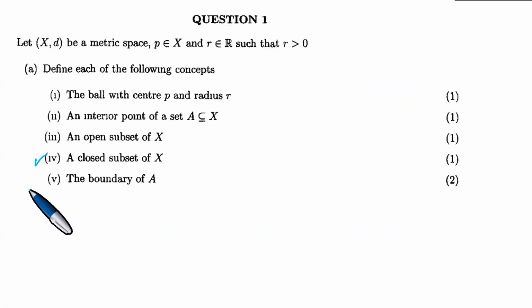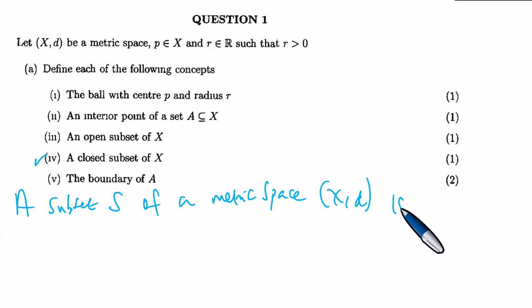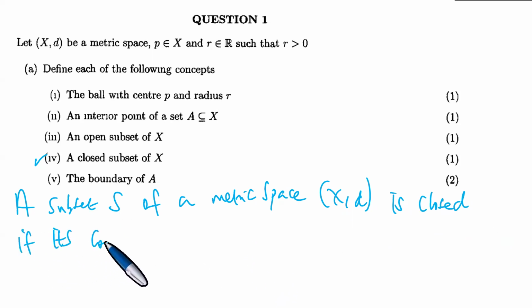A closed subset of X. What is its name? Is it set A, B, or nothing like that? Then you would say that a subset S of a metric space (X, d) is closed if its complement is open. This is a definition. If its complement is open.